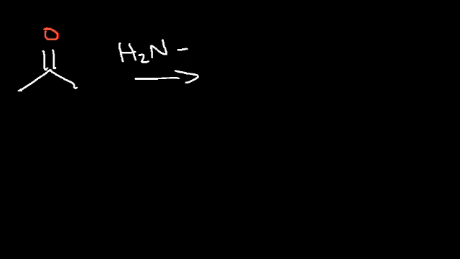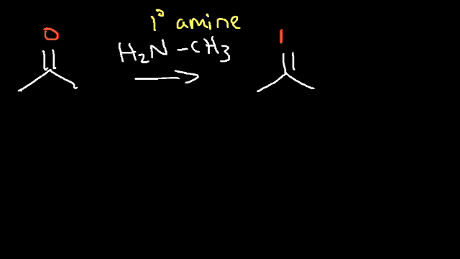Now what's going to happen if we react a ketone with a primary amine? What do you think is going to happen? Now the reason why it's a primary amine is because there's only one carbon atom attached to the nitrogen. Whenever you combine a ketone or an aldehyde with a primary amine, you're going to get what is known as an imine, specifically a substituted imine, one with an R group. And all you need to do is remove water.